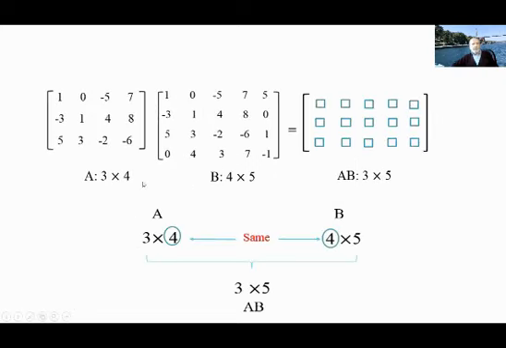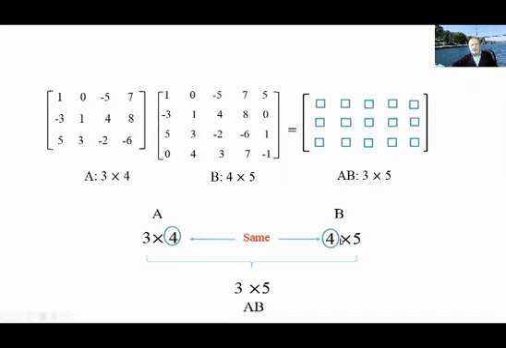Now, I have A is a 3 by 4. I have B is a 4 by 5. So A is 3 by 4, B is 4 by 5. These two numbers are the same. Then I can do the product of the two matrices. If these two numbers are not the same, you cannot multiply the matrices.